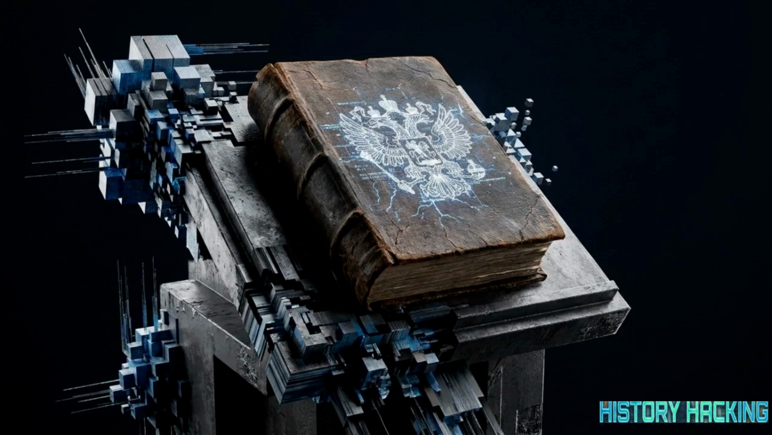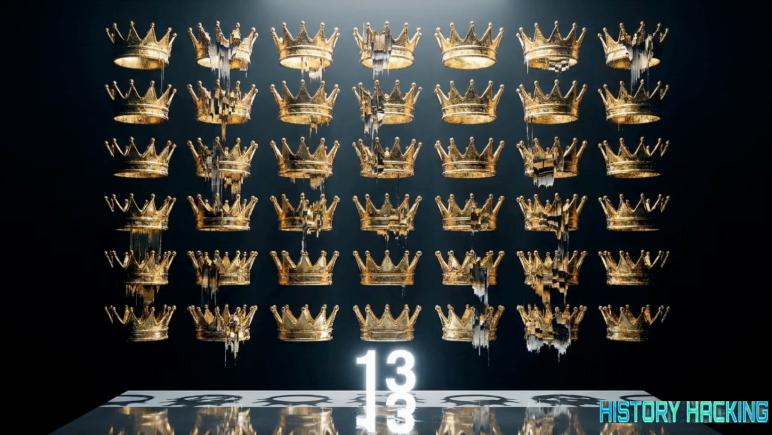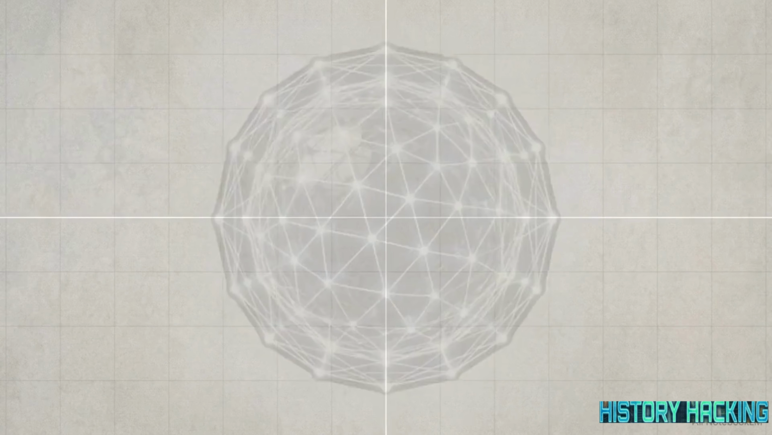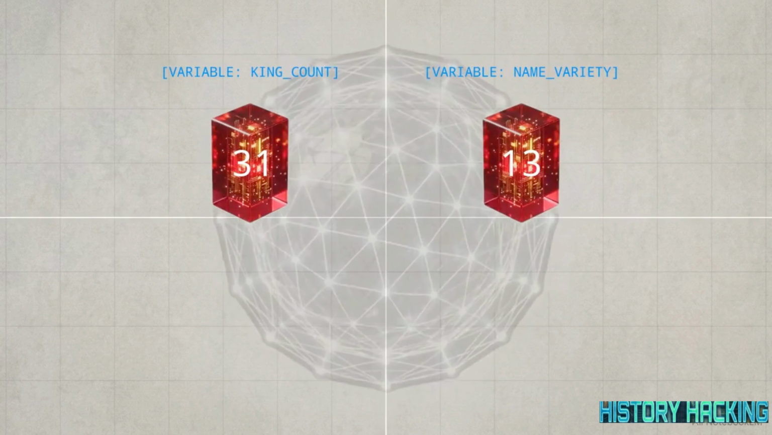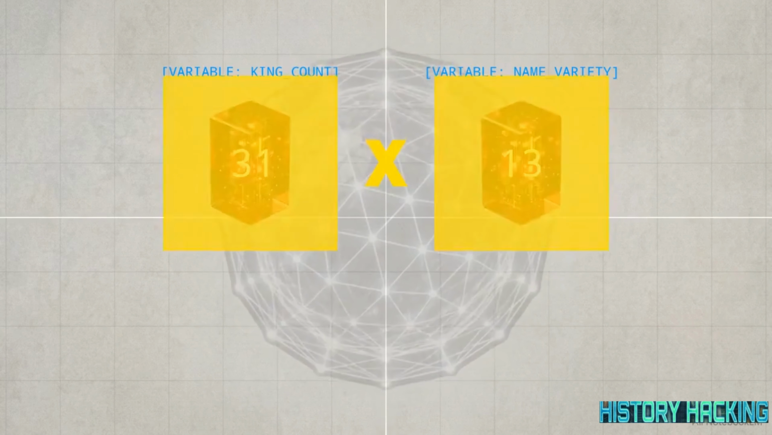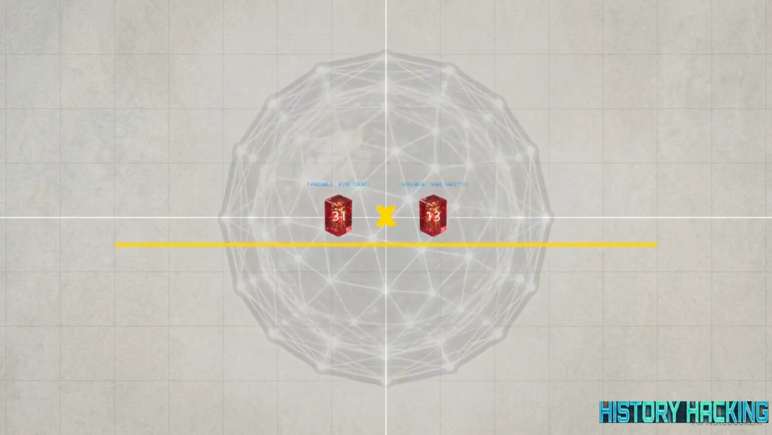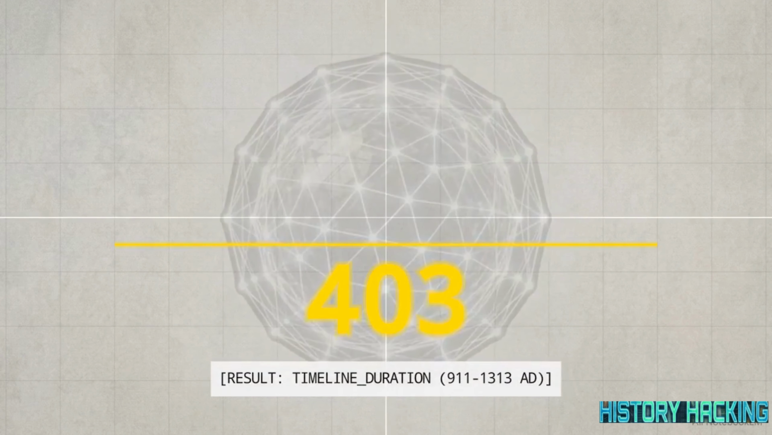To see if the simulation recycles memory, we queried the Holy Roman Empire directory between 911 and 1313 AD. The system spawned exactly 31 kings, using only 13 names, over a period of 403 years. This diagram shows the programmatic loop at work. The number of kings and the number of names multiply together to produce the exact timeline duration of 403.